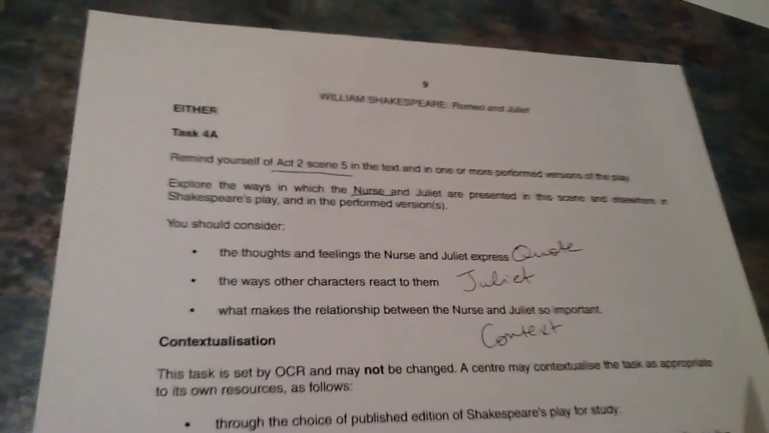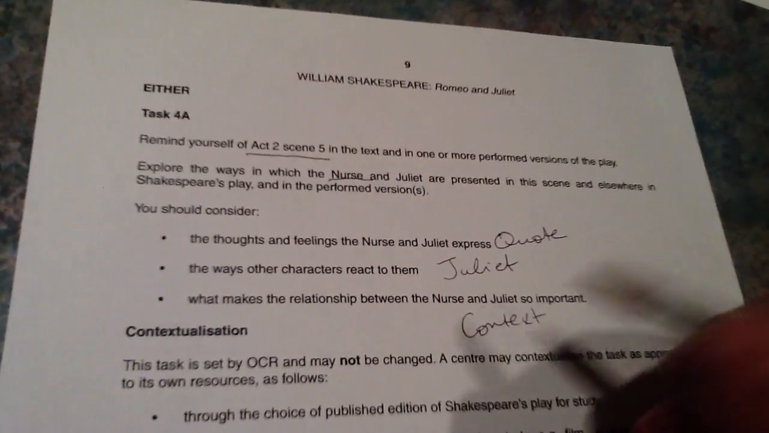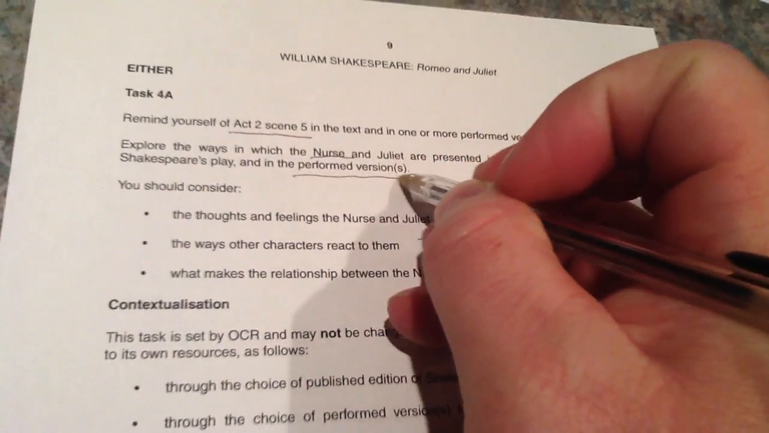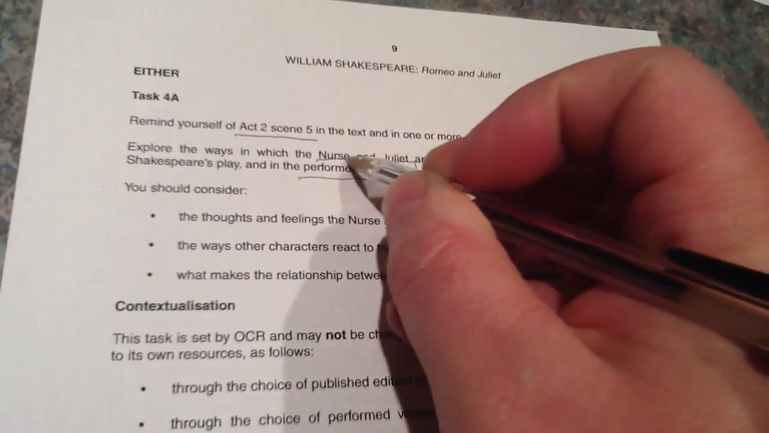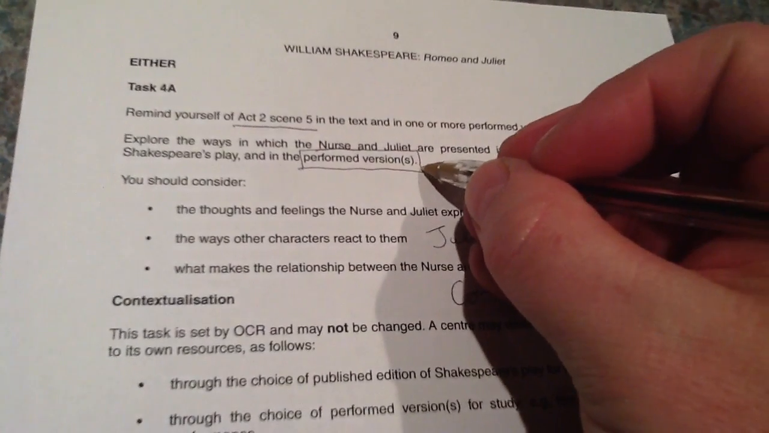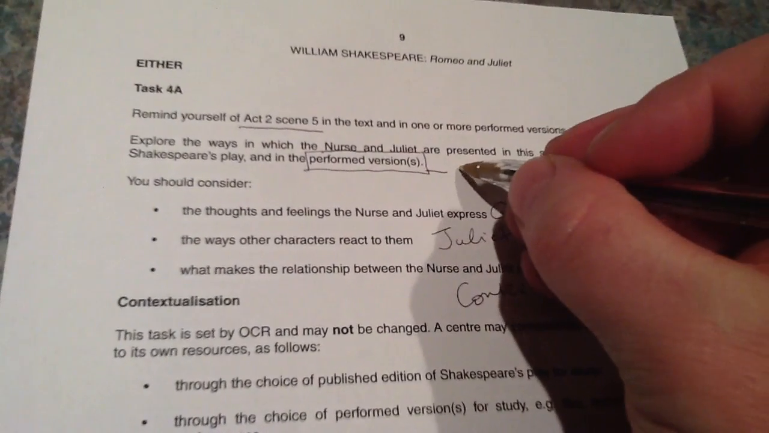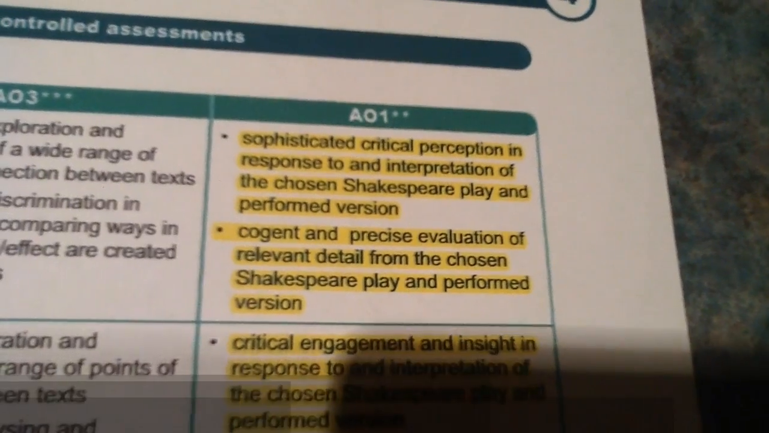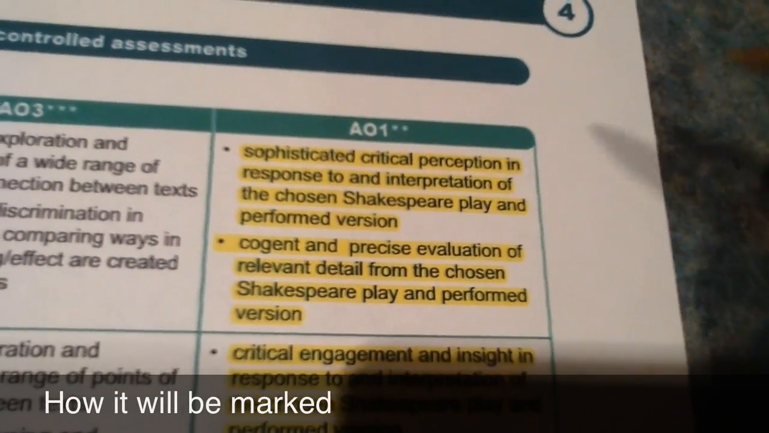So that's quite a demanding task on its own, but now OCR want you to compare the play as it appears on the page to a performed version. And for the purpose of this video, just to keep life easy, we're going to look at the Baz Luhrmann version. Okay, well, what does the A-star look like?